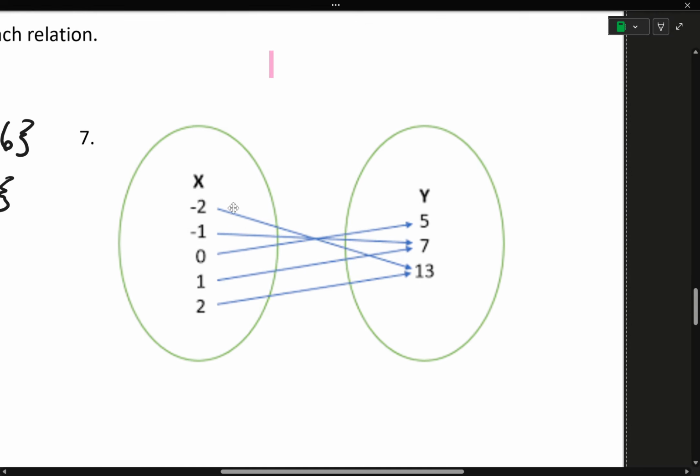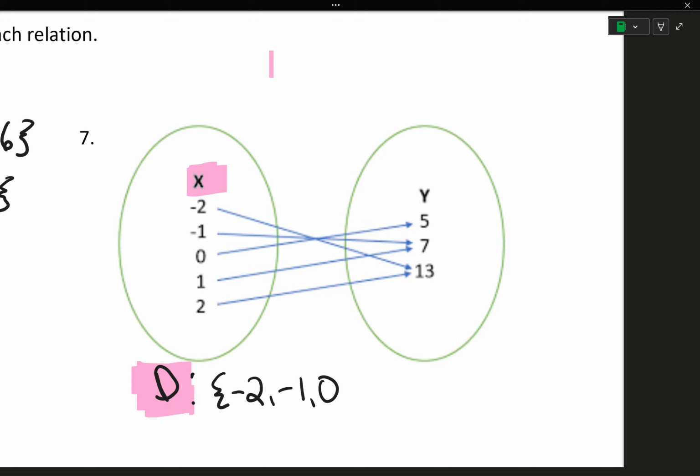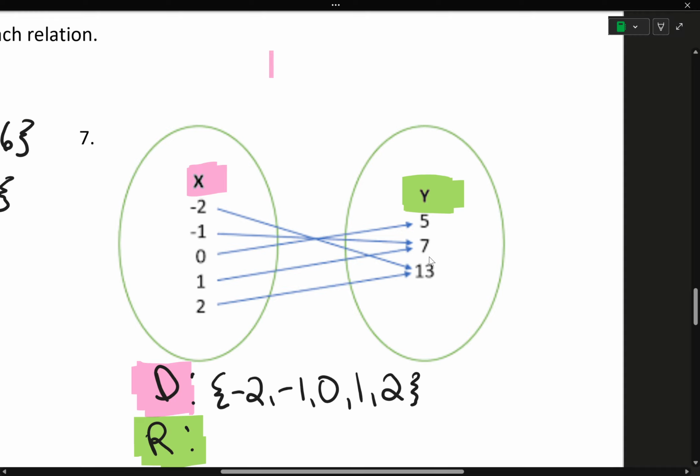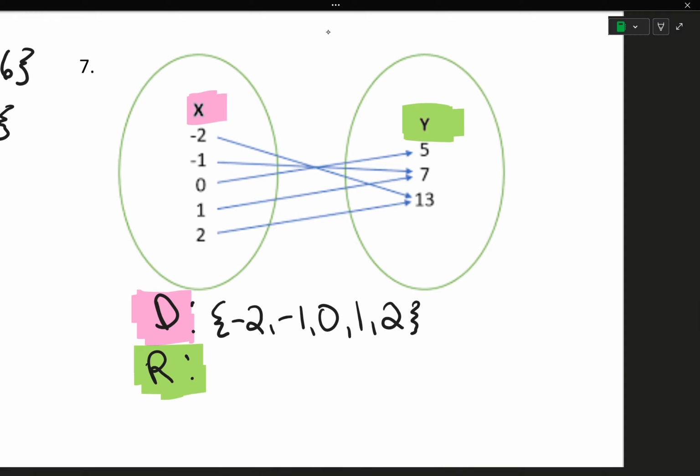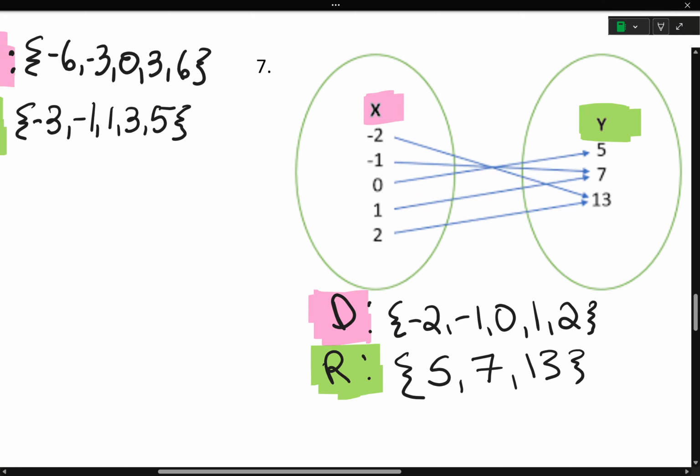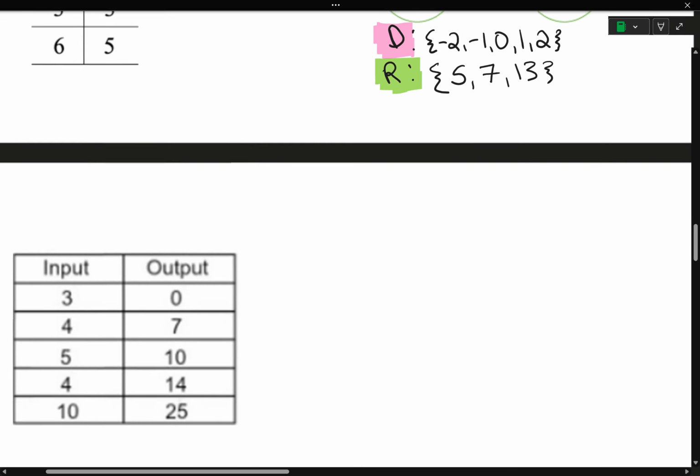So, number 7. Let's start with the domain. That's our x's. I'm going to write it down here. D for domain. Looks like they're in order. Awesome. Make sure to write commas in between each number and squiggly brackets around them. Next we have range. Our range is our y's. Looks like they're in order too. Let's just write them down. 5, 7, 13. Close our squiggly. All right, off we go to number 8.